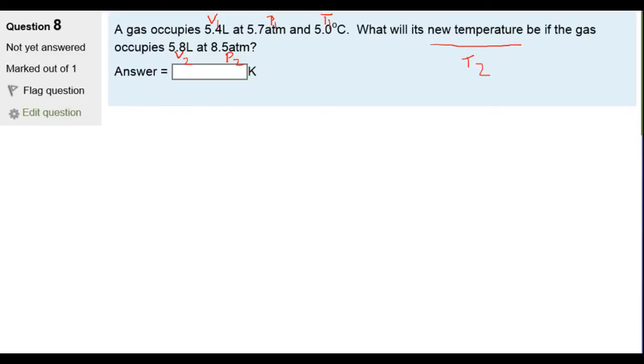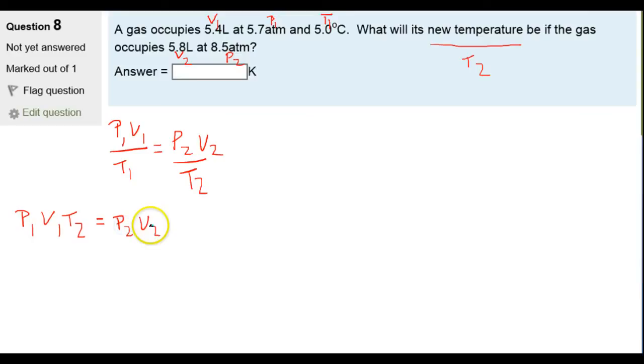So in this problem here, we have three variables. We're dealing with pressure, volume, and temperature. So this is going to be a combined gas law problem. Combined gas law is P1 V1 over T1 equals P2 V2 over T2. If we cross multiply to get rid of these fractions, what we'll end up with is P1 V1 T2 equaling P2 V2 times T1. And in this problem, we're asked to find T2. We want to know the new temperature of this gas. So if we're solving for T2, I have to divide both sides by P1 and V1.